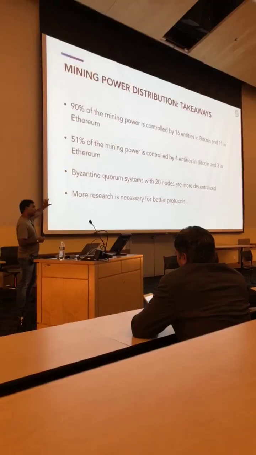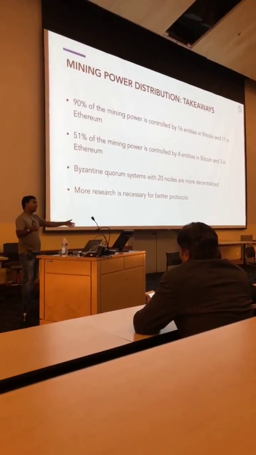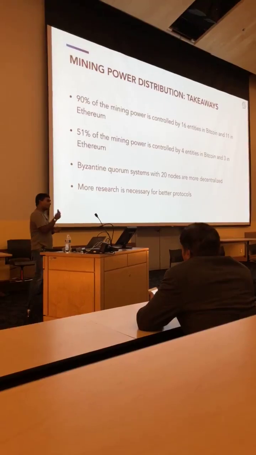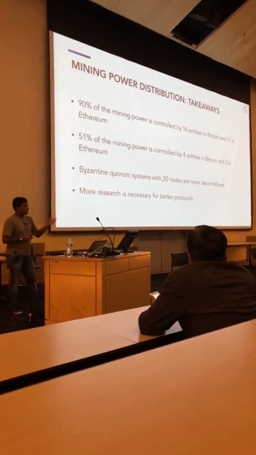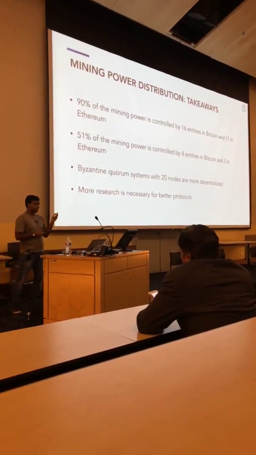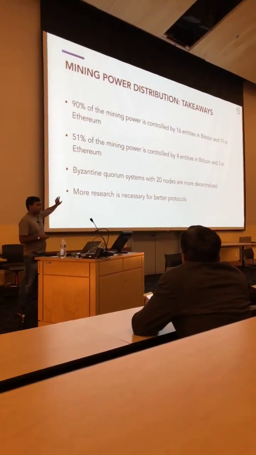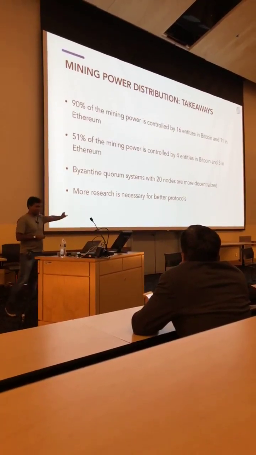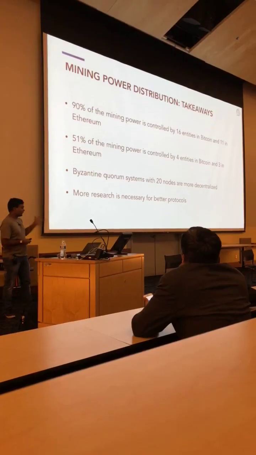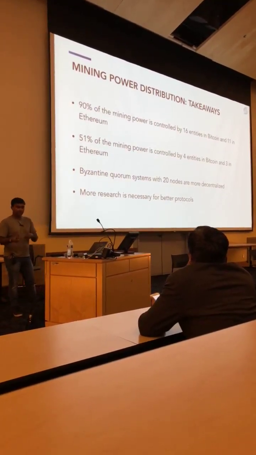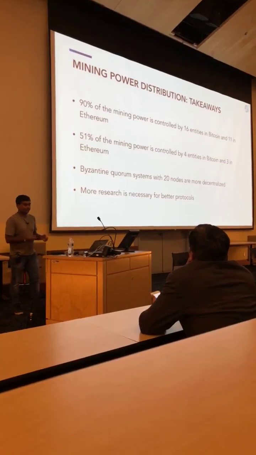And suppose instead the top 20 miners decided we're just going to run a permissioned chain, that would actually be more decentralized than what Bitcoin and Ethereum are today. I'm not advocating for the permissioned solution, of course, but what this really says is that more research is necessary for better protocols, such as the switch to proof of stake we're seeing in Ethereum.